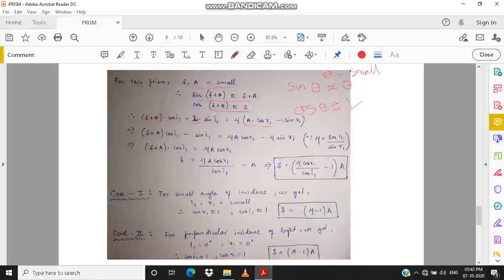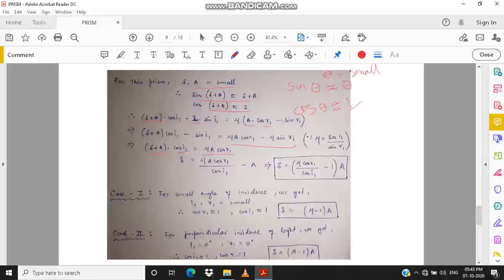Now we just write it in sequence. We just do the algebraic calculation. So all over, this has been expanded in this form: mu A cos R1 minus mu sine R1. Now, we all know that mu is equal to sine I by sine R, right? Now delta plus A into cos I1 from here is equal to mu A cos R1.